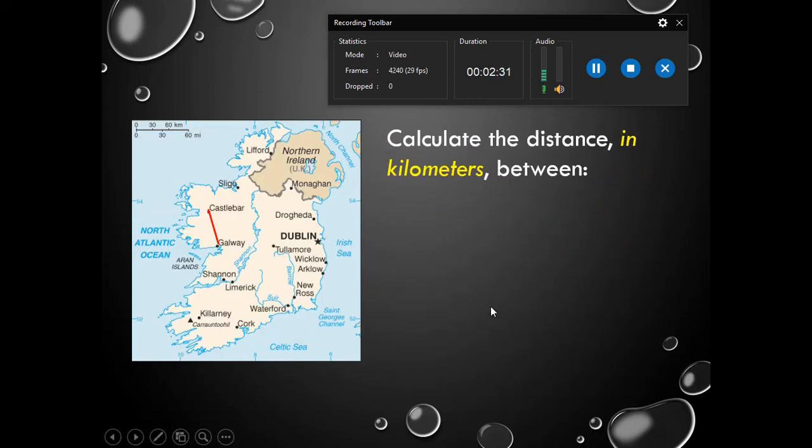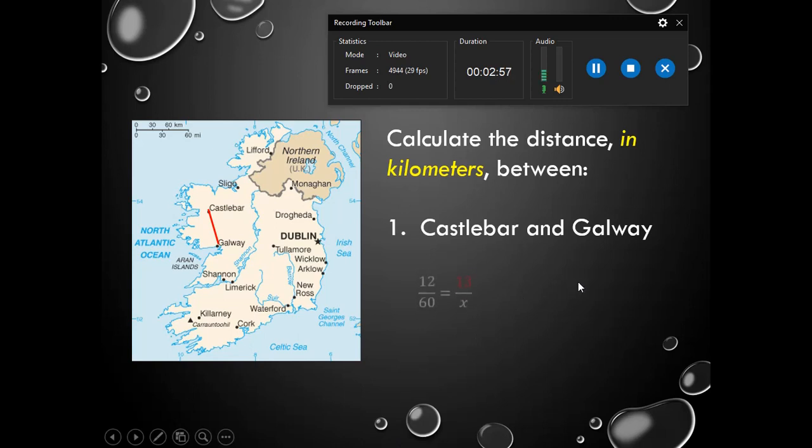So for our first measurement, we are going to use kilometers. We're looking for the distance in kilometers between Castlebar and Galway. I've highlighted it on the map in red. When you measure, I typically measure from the center of each dot. I don't really go all the way to the ends, but if anyone goes all the way to the ends or uses the inner portions of the dot, that's where we're going to have a little bit of error.